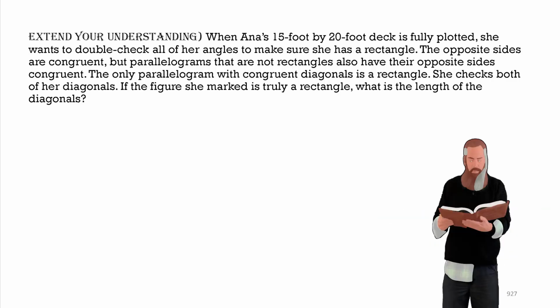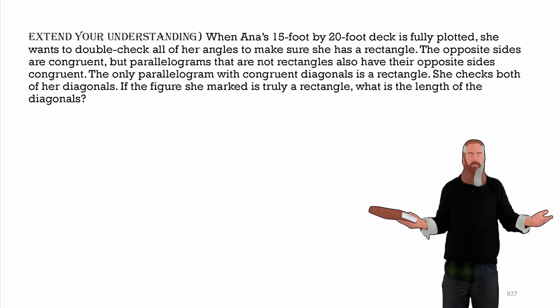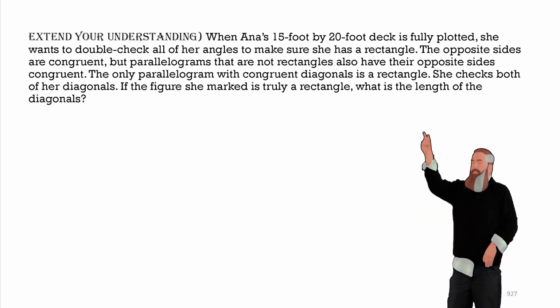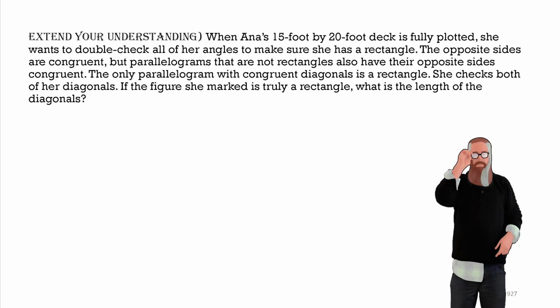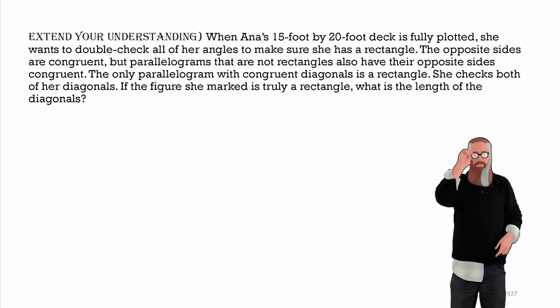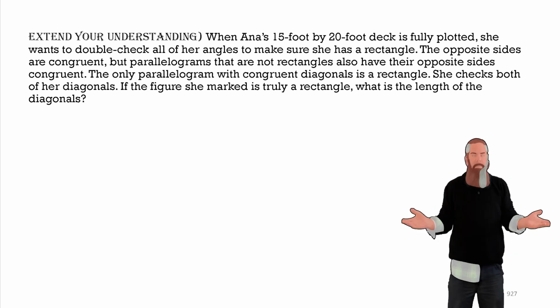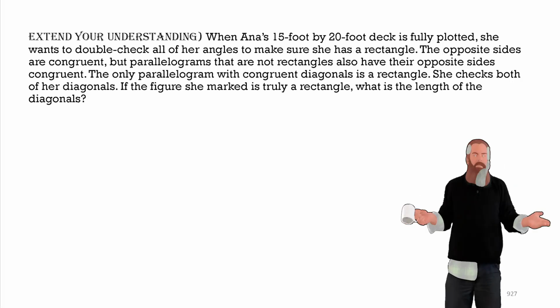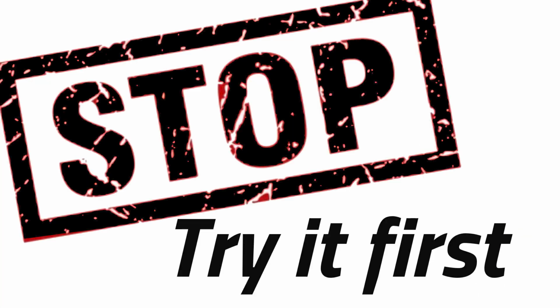Let's extend our understanding a little farther. When Anna's 15-foot by 20-foot deck is fully plotted, she wants to double check all of her angles to make sure she has a rectangle. The opposite sides are congruent, but parallelograms that are not rectangles also have opposite sides congruent. The only parallelogram with congruent diagonals is a rectangle. She checks both her diagonals to figure out if the mark is truly a rectangle. What is the length of the diagonal?